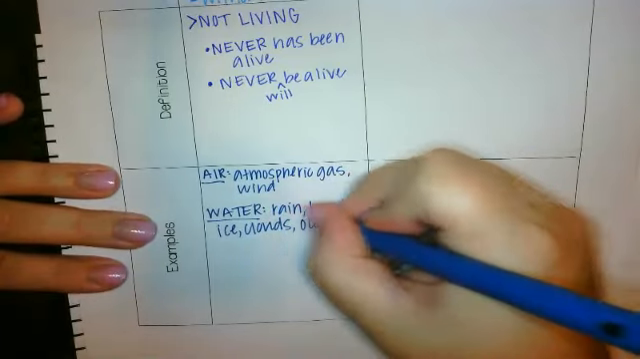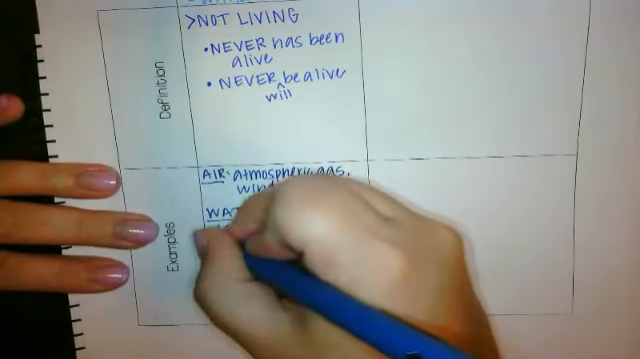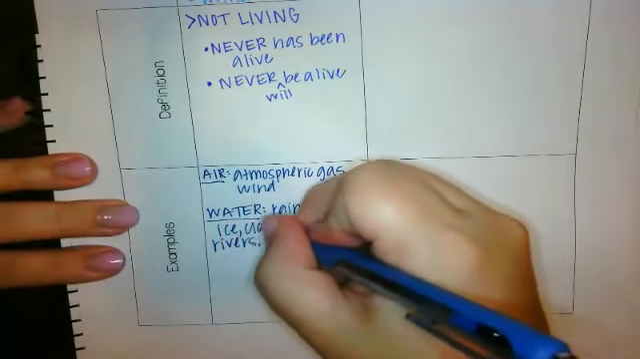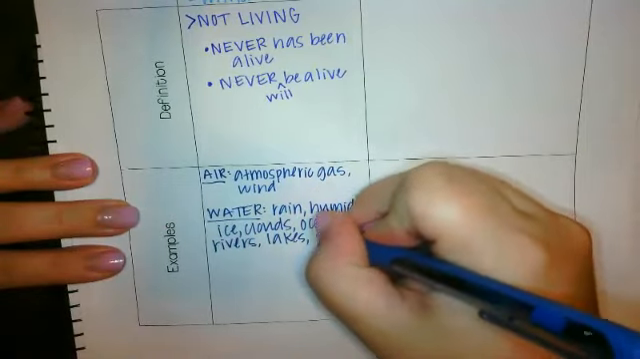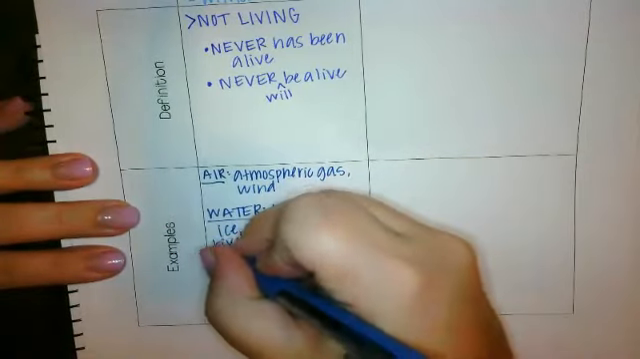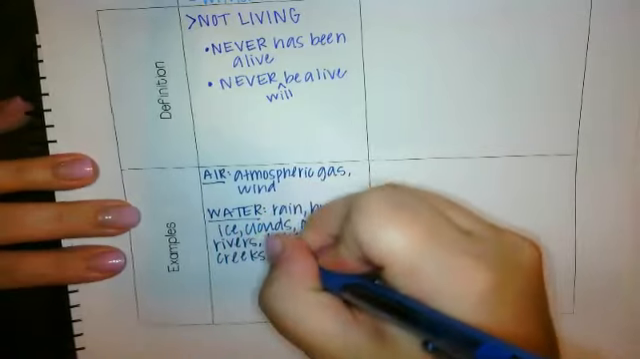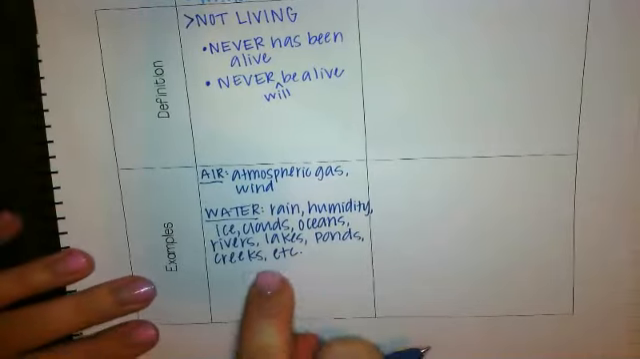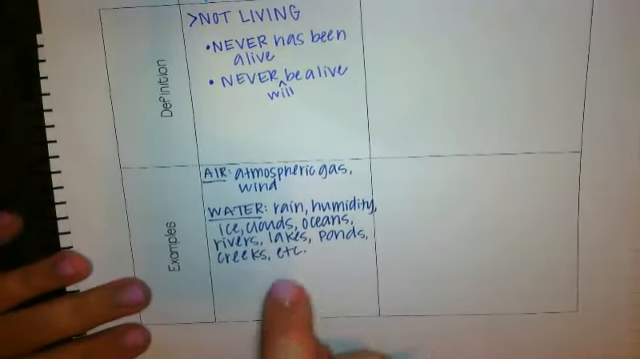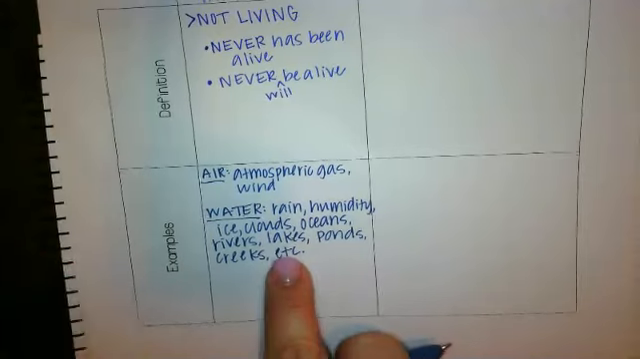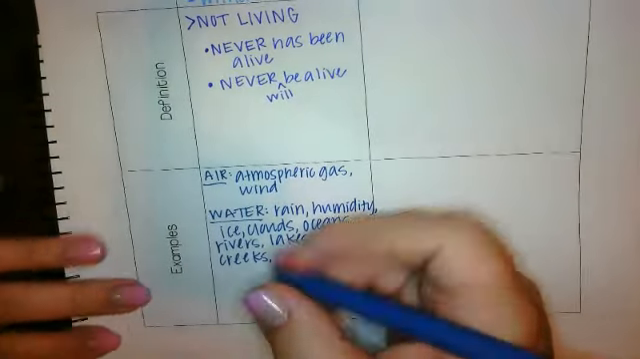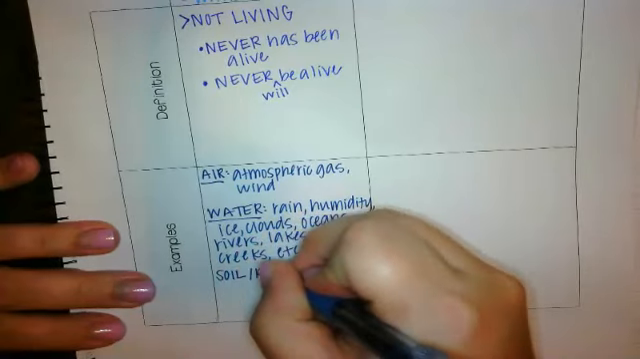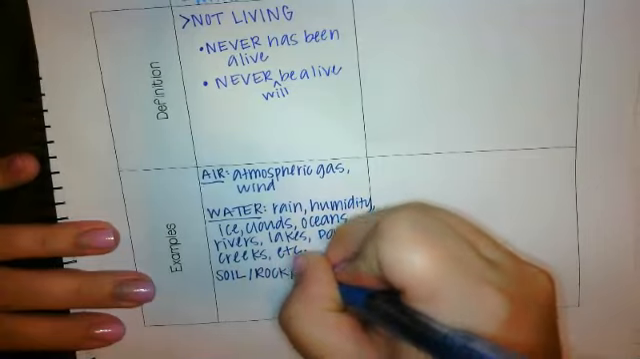We know clouds have water vapor in them. And then some obvious things like oceans, rivers, lakes, ponds, creeks. And we're going to use this little abbreviation here for the word etc. And that just means that this list is not exhaustive. There are other things that fall into the water category. We're just not going to write them today because we don't have room. Our last category is kind of a long category name, soil/rock/mineral.